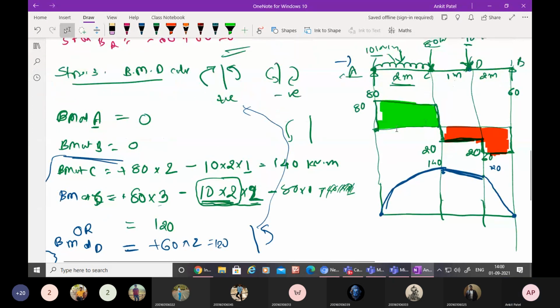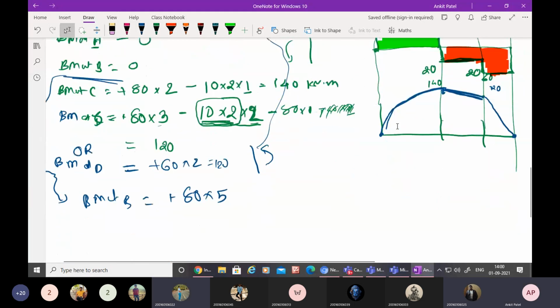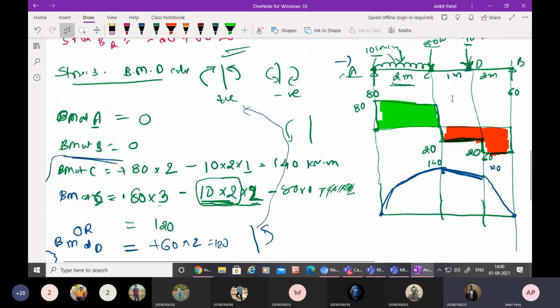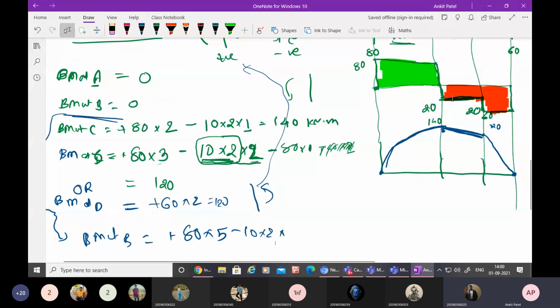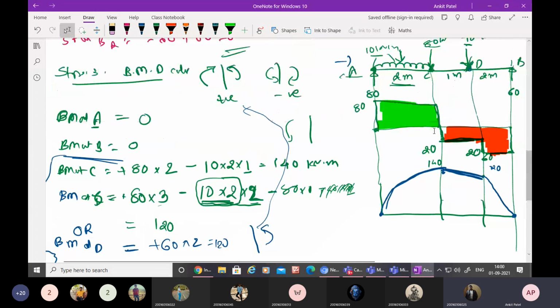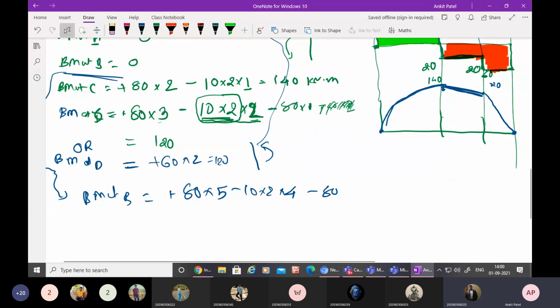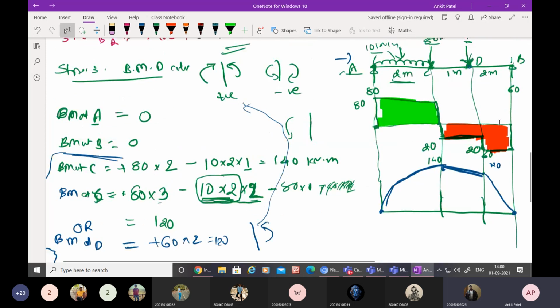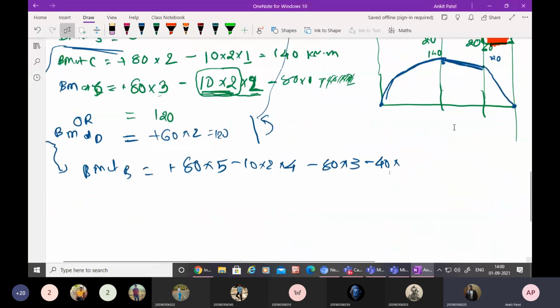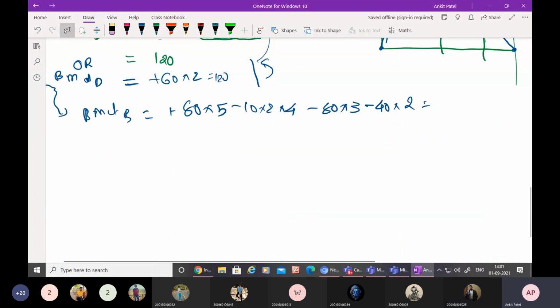Then minus 10 into 2, into the distance is 4. Excellent job dear, excellent job. 4 minus 80 into 3. Very good. 3 minus 40 into 1. You are over here dear. Now give me the answer. Give me the answer. Quick.